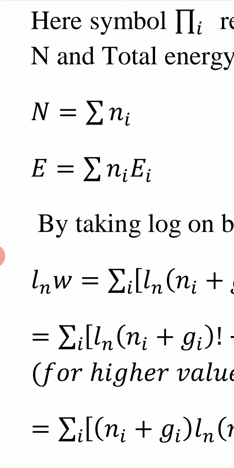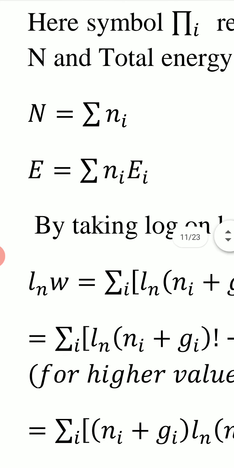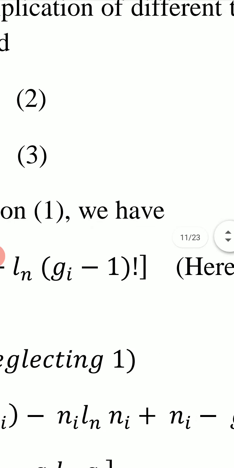Since N1 particles each have energy E1, the energy of N1 particles is N1E1. For N2 particles, each has energy E2, so their energy will be N2E2. So the total energy capital E of all the particles will be equal to N1E1 plus N2E2 plus N3E3, and we write it as summation NiEi. So these are the two equations for capital N and capital E. Total number of particles capital N and total energy capital E are constants. These are two equations, equation 2 and equation 3.